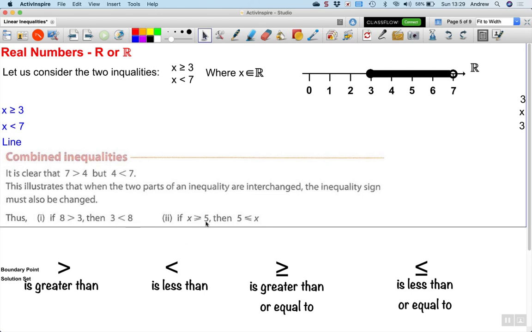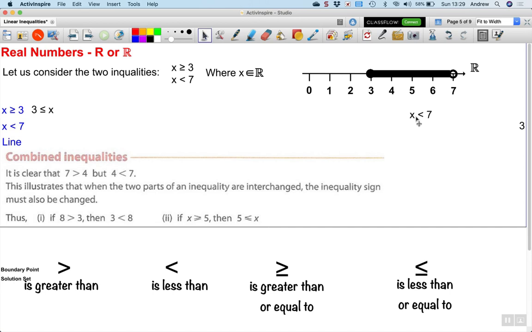If x is greater than or equal to 5, it's pointing towards the 5. And if we swap the letter and the number around, please note that this symbol is still pointing towards the 5, but we say 5 is less than or equal to x. So that means this x greater than or equal to 3 could also be written as 3 is less than or equal to x. And this x is less than 7, I'm going to keep it the same way.